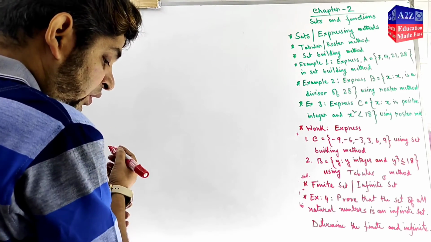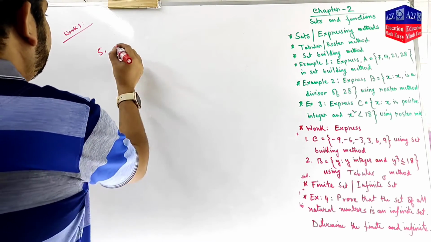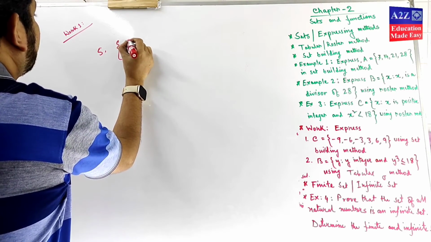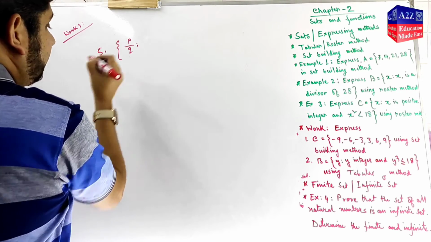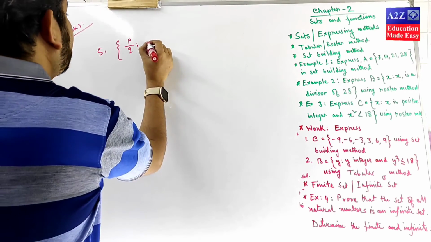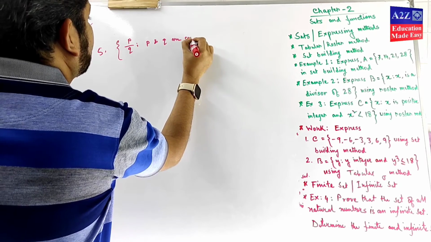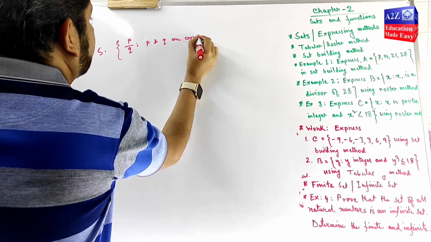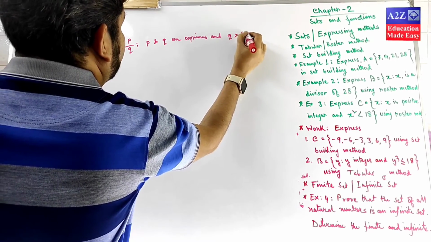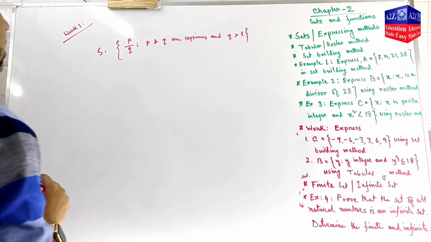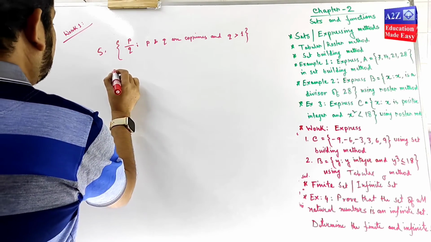From the definition of rational numbers, what we have found is that all rational numbers can be expressed as p by q, such that p and q are co-primes, and q is greater than 1, or q cannot be 0. So this is the exact definition of rational numbers.